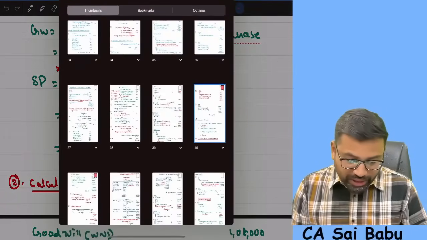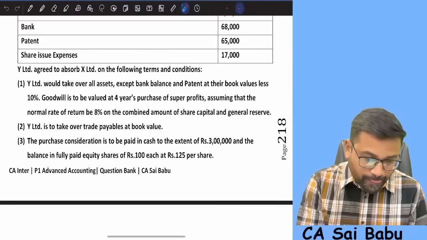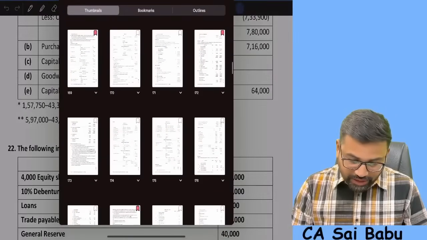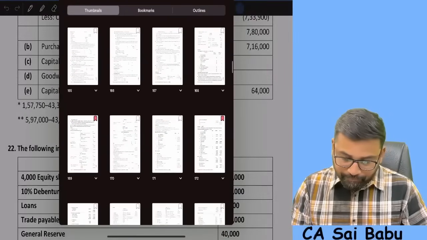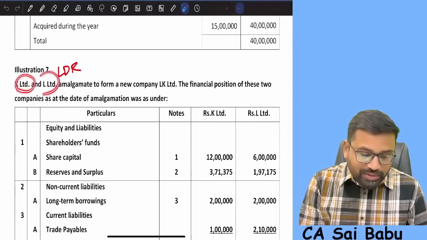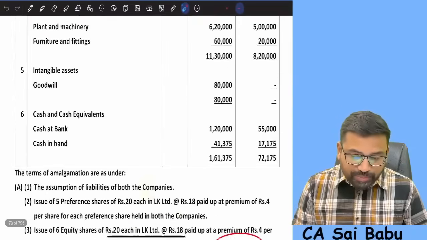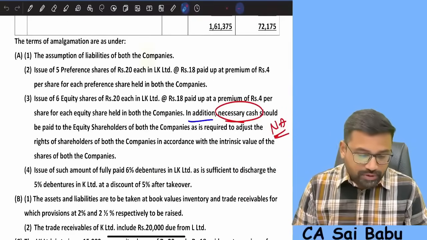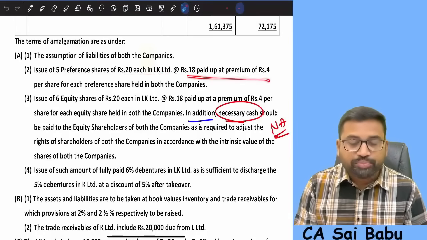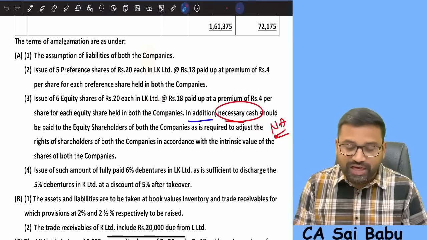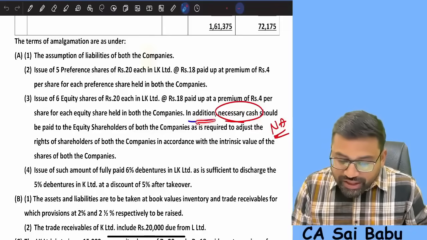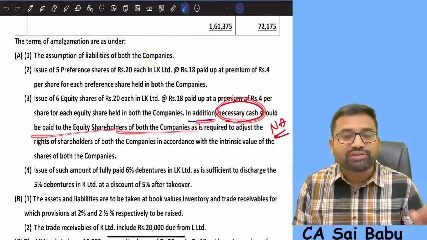I will also show you one more example, sir. Illustration number 7. Yeah, this illustration, sir, the K Limited, L Limited question. K Limited and L Limited are taken over by LK Limited, sir. Now LK Limited is paying purchase consideration to the shareholders of K and L. If you read this question carefully, sir, how many preference shares will be given, at what price, how many equity shares will be given, at what price, is clearly mentioned. But in addition, they have used one phrase: in addition, necessary cash would be paid to the equity shareholders of both the companies.